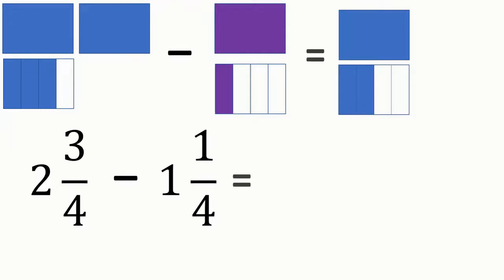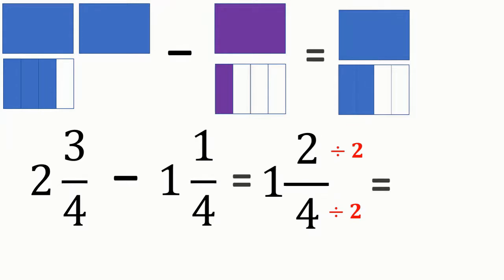It's equal to, copy the denominator 4 and subtract the numerators 3 minus 1, that's 2, and the whole numbers 2 minus 1 is 1. So the answer is 1 and 2/4. But 2/4 can be divided by 2 so that it will be reduced to its lowest term. 2 divided by 2 is 1, and 4 divided by 2 is 2. So that means the final answer is 1 and 1/2.